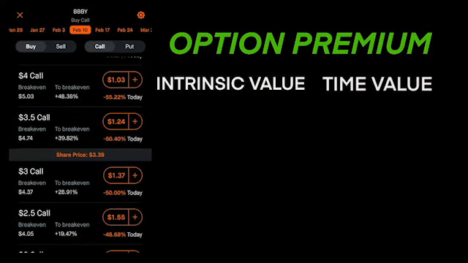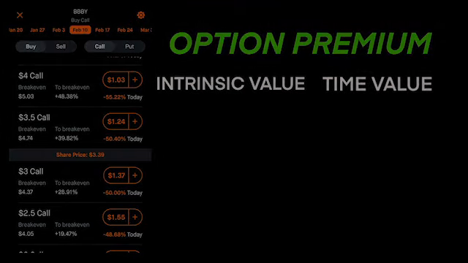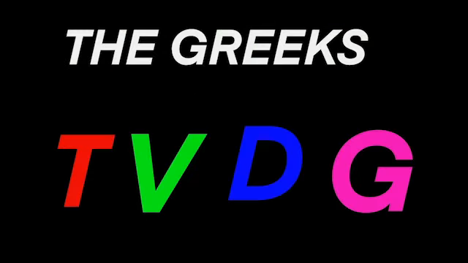Now, time value is the remaining part of the premium that's not intrinsic value. It reflects the possibility that the option may become more valuable in the future. If an option has less time, the chances of it becoming more valuable in the future are much lower. Does that make sense? Now, the Greeks is a financial metric used to evaluate the risk and probability of options and other derivatives.